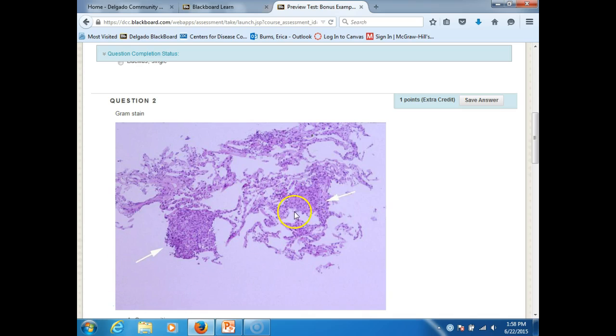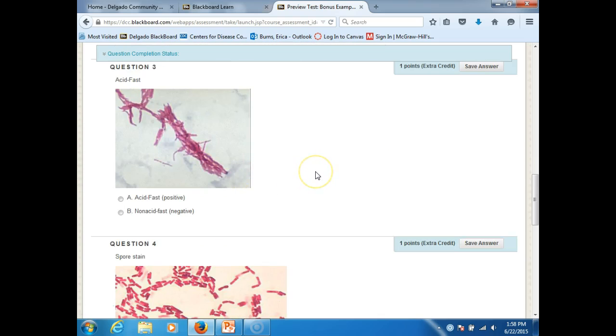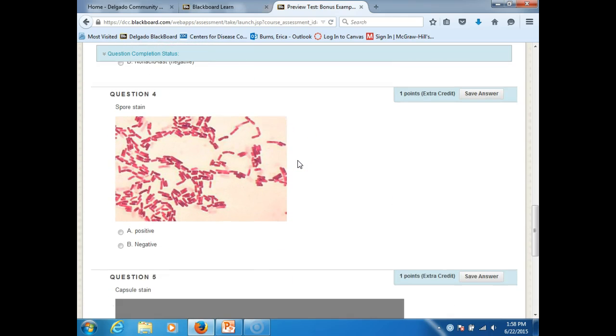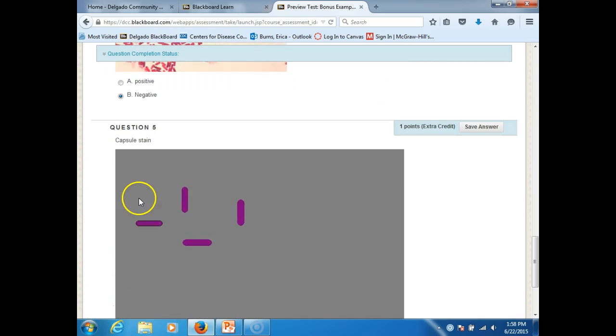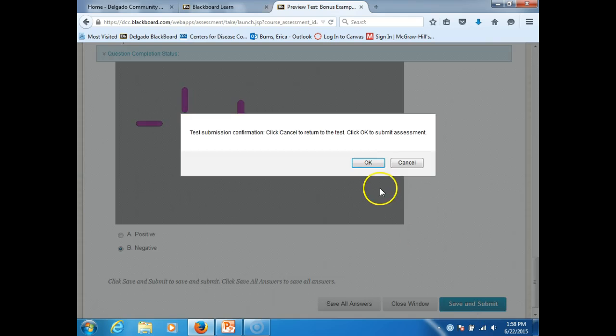So this is them again, but gram stain. So what color do you see? So they're gram positive. Acid-fast, they're positive, right? It's that purplish red color. And they're clumping, right? And they're bacillus shape. Those are all clues. Spore stain: negative, because we're not seeing the green spores anywhere, just the cells. Capsule stain: negative, because no halo. So then you hit save and submit.